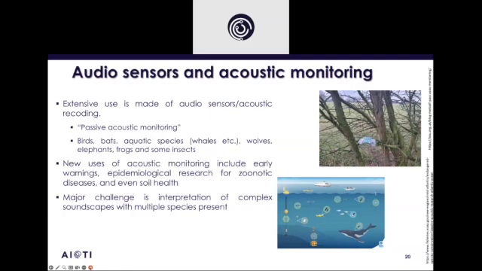New uses of acoustic monitoring include early warnings. So, for example, tracking the danger of fires, epidemiological research for zoonotic diseases. This is an interesting kind of work to see, well, if we can track the movement of certain species coming closer to human beings, human habitations, then we can spot opportunities for zoonotic diseases to jump. And even soil health. So I'm going to come back to this problem of soil health and the difficulty of monitoring soil health. A major challenge is the interpretation of complex landscapes with multiple species present.